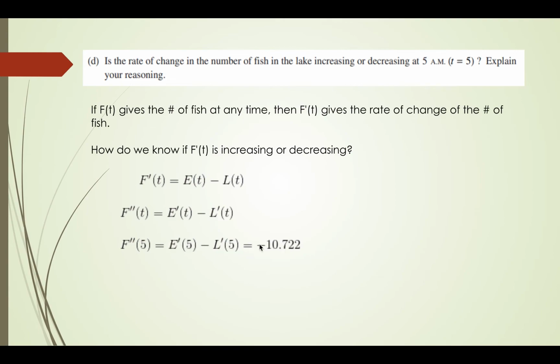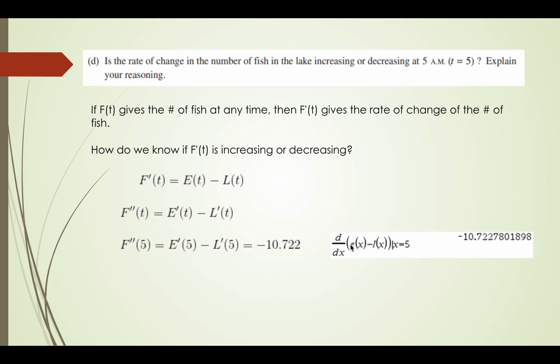And we find out that if we do that, we get negative 10.722. So we find out that the derivative is negative, which indicates that f prime of t is decreasing at time equals 5. Now, this is a calculator section. We're not doing these calculations by hand. So the way we're going to handle that in the calculator is right here.